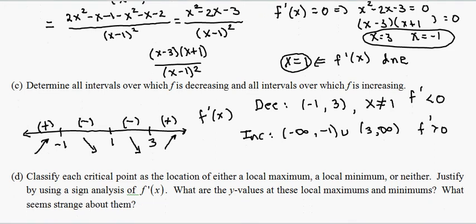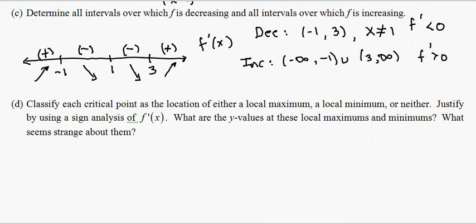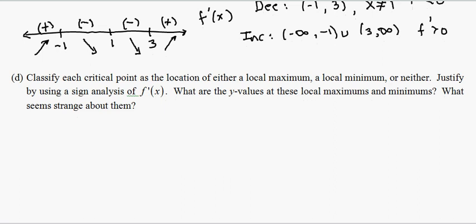It then says classify each point as the location of either a local maximum, a local minimum, or neither. Justify by using the sign analysis, and then it asks us for the y values of those local maxes and minimums, and adds in what seems strange about them. So we could add our typical explanation, i.e., x equals negative 1 is definitely the location of a relative max, right? And what's that line that we always say?